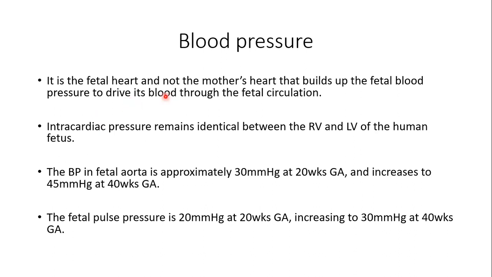So intracardiac pressure remains identical between the right and left ventricle of the human fetus. The BP in the fetal aorta is approximately 30 millimeters of mercury at 20 weeks GA, which increases to approximately 45 millimeters of mercury at 40 weeks GA. The fetal pulse pressure is about 20 millimeters of mercury at 20 weeks GA, increasing to 30 millimeters of mercury at 40 weeks gestational age.